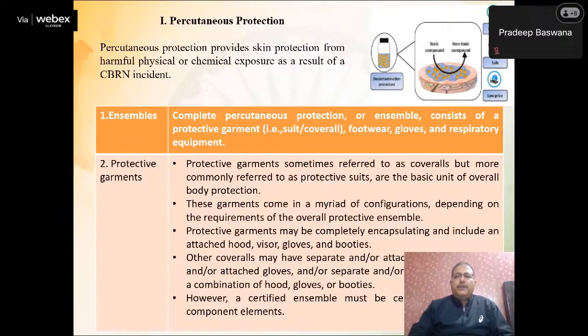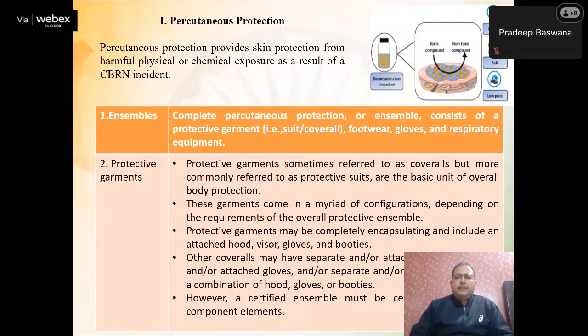These garments come in a myriad of configurations depending on the requirements of the overall protective ensemble. Protective garments may be completely encapsulating and include an attached hood, visor, gloves, and booties. Other coveralls may have separate and/or attached hoods, gloves, and booties, or a combination of hood, gloves, and booties. So it could be a separate hood, separate gloves, separate booties. But what we can ascertain, and it is required, is that it should be a system so that only one zip is sufficient to close it and keep contaminants from entering inside the PP.